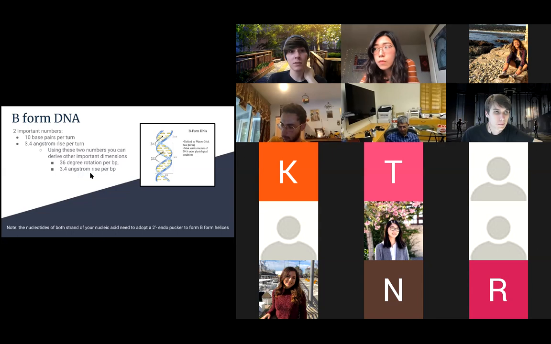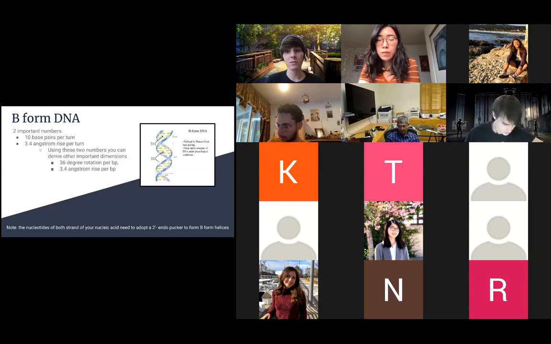Note that for DNA to actually adopt the B-form helix, it has to be able to adopt a 2' endo pucker. Do you have any questions regarding B-form DNA?